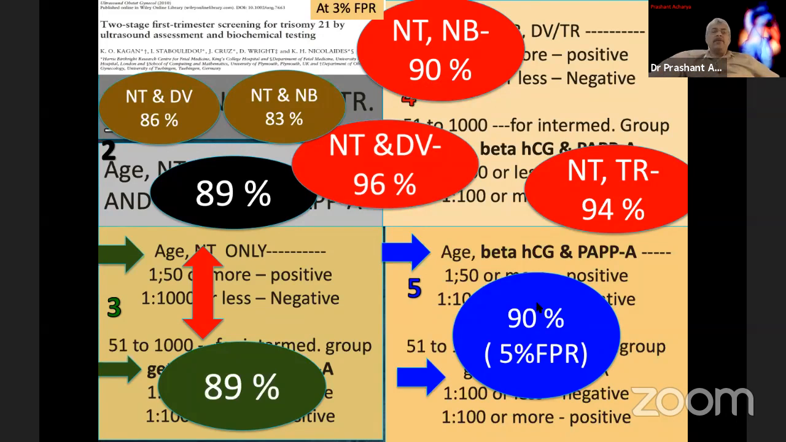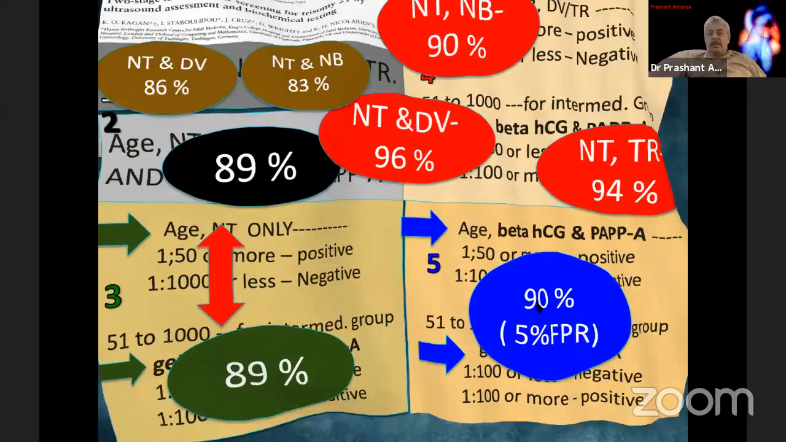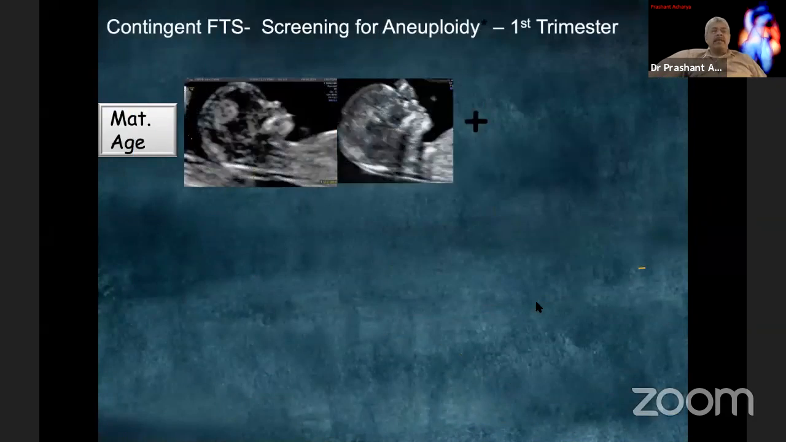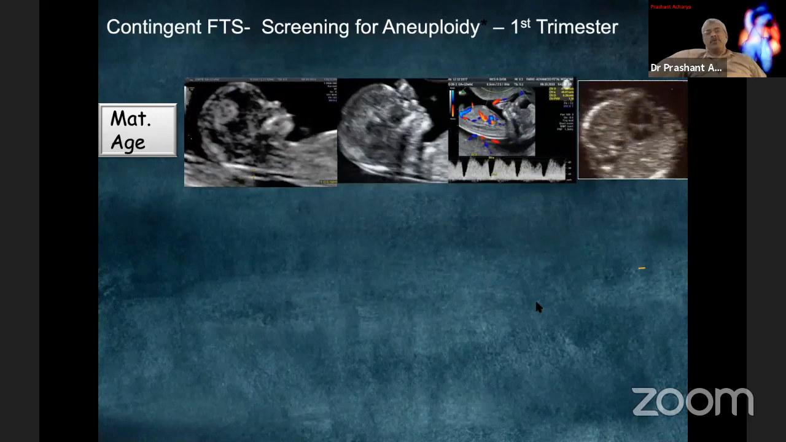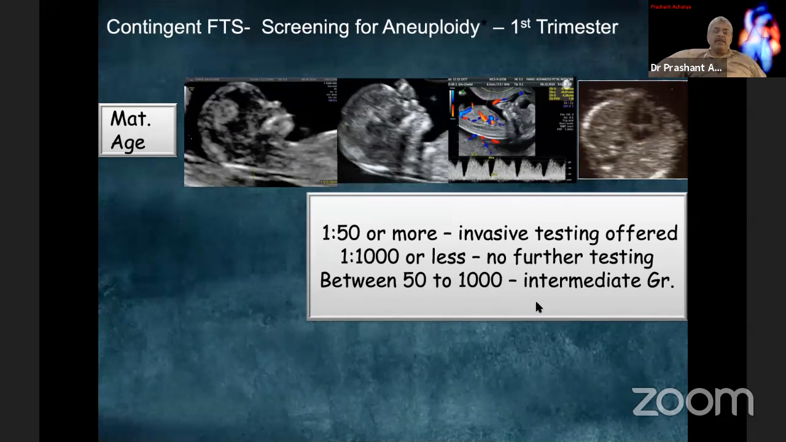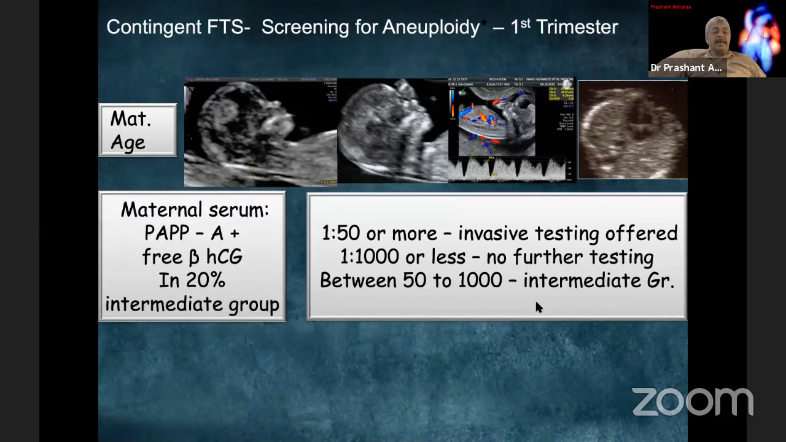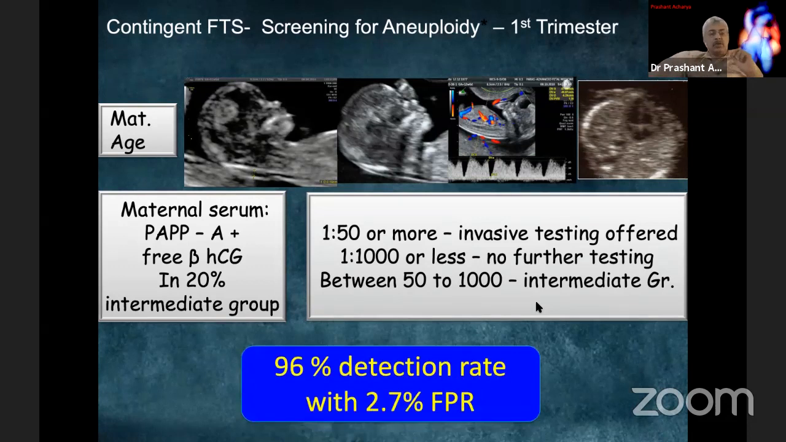Only 14 or 15% of the cases will need biochemical markers. So if you do maternal age, nuchal, nasal bone, ductus, and if needed biochemical markers, which will be required in 20% of the cases that fall in the risk between 1:100 to 1:1000, your detection is going to be 96% with only 2.7% false positive. Far better than doing only the combined test.